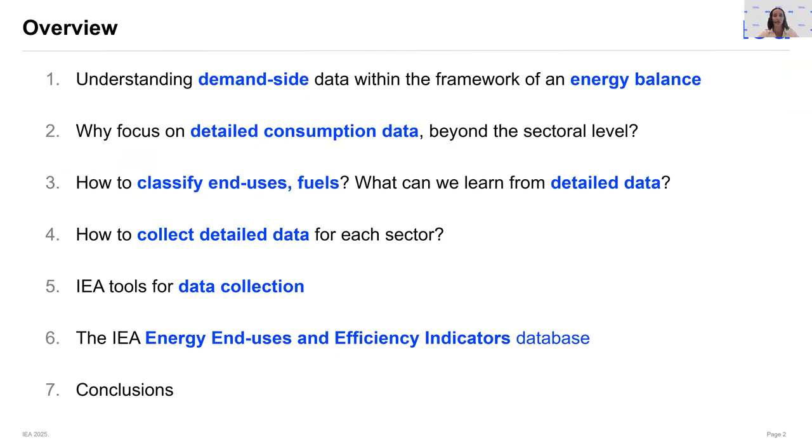Here's the agenda. We'll begin by understanding the demand side of the energy system and why it's essential to go beyond the sectoral level to focus on detailed demand end-use data. Then we'll discuss how to classify end uses and fuels and how to collect this data across the different sectors. And finally, we'll provide an overview of the IEA tools for data collection, including our energy end uses and efficiency indicators database, and we'll conclude with final remarks. Please feel free to ask any question either today or later via email.